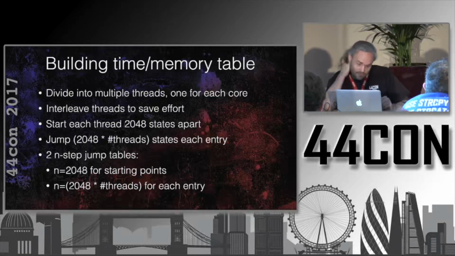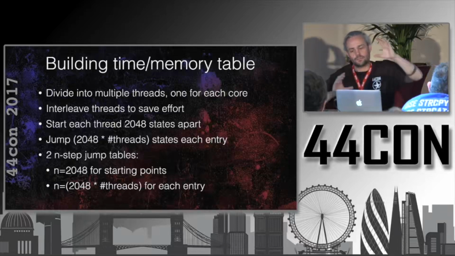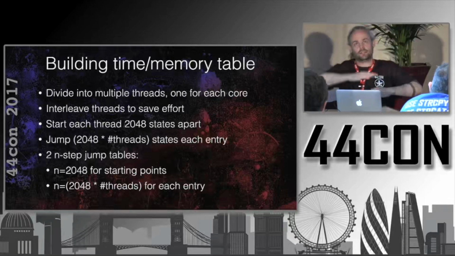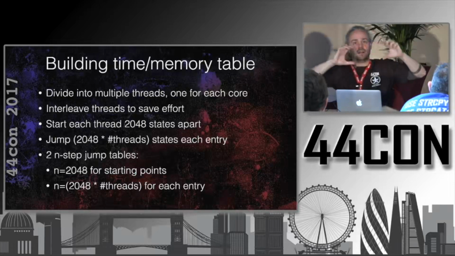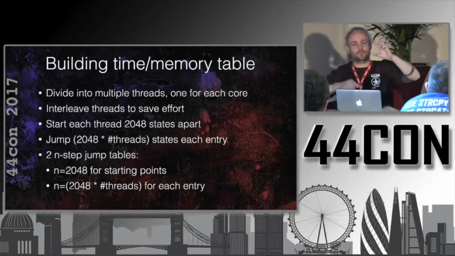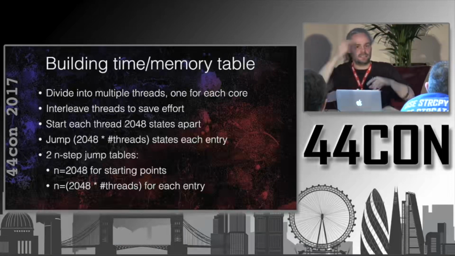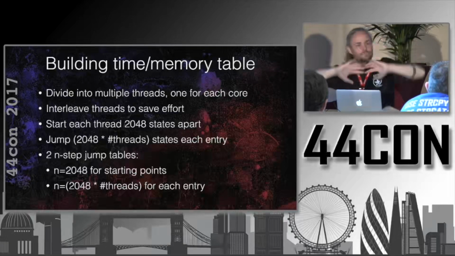The way I built the table was I multi-threaded it across all the virtual cores that I had available. If you imagine the space that you're going to step through, instead of trying to do one core has this bit and one core has this bit, I interleaved them all instead. So I just kicked every core off 2048 steps apart, and then each one jumps forward. If I've got 8 cores, it would mean 16,000 whatever steps, so they all kind of overlap each other.